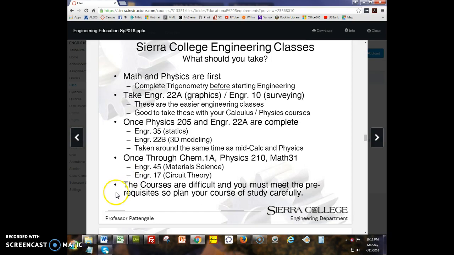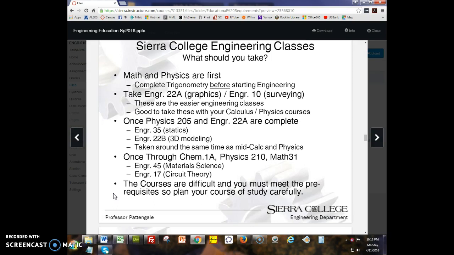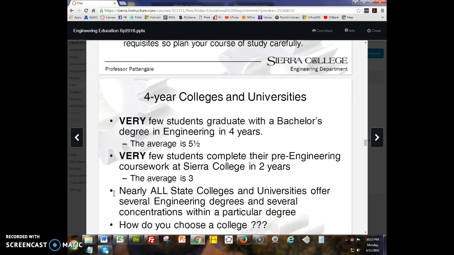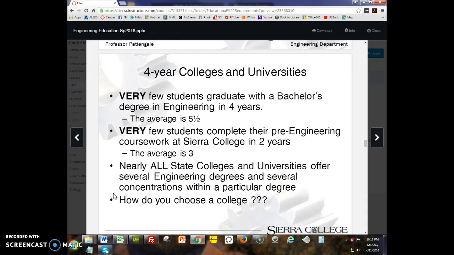The courses are really challenging and you have to meet prerequisites now, so make sure you have a plan, and it's kind of tricky. It's like a puzzle trying to fit it all together. So if you need assistance, we do have some really good counselors that can help you with that. So please ask if you need a recommendation for a good counselor.